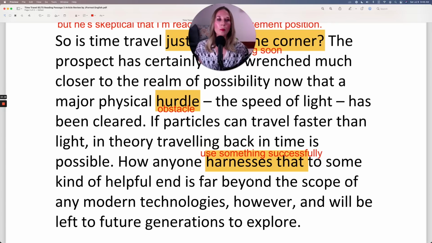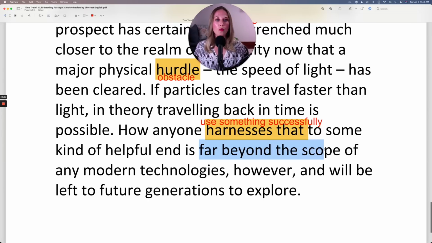end is far beyond the scope of any modern technologies. Okay, so far beyond the scope of. When something is beyond the scope of, it means that it is not included in. For example, teaching you about Einstein's theory of relativity is beyond the scope of this lesson, which means it's not included in this lesson. It doesn't mean it's not important. It's just beyond the scope of this lesson.